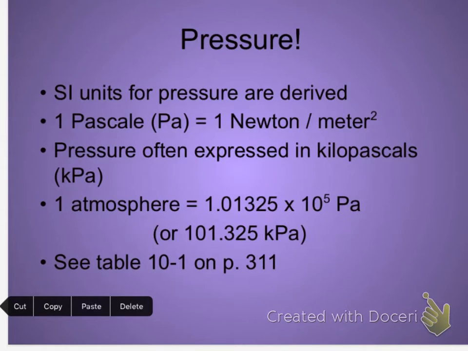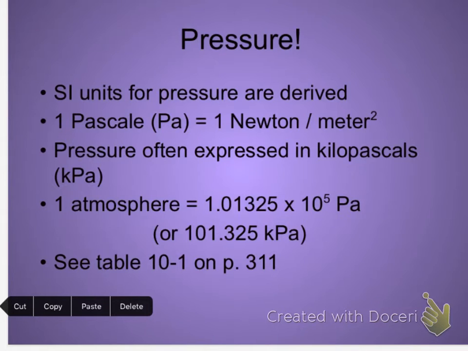So the units for pressure are all derived units, which means they're a combination of things, just like density, which is mass per unit volume. This is force per unit area. So we can say it's newtons per square centimeter. We can say it's newtons per square meter. The Pascal is 1 Newton per square centimeter. That's pretty low. That's not a lot of pressure.